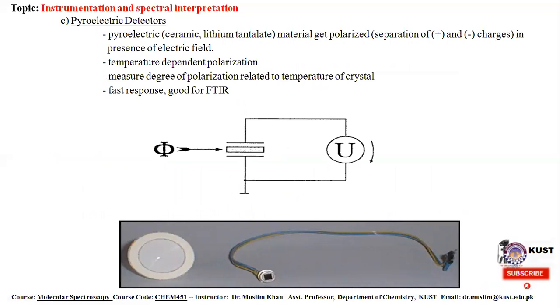The next one is the pyroelectric detector. So in a pyroelectric detector, usually ceramic or lithium tantalate materials get polarized, with separation of positive and negative charges in presence of an electric field. So this is a temperature dependent polarization. Basically this measures the degree of polarization related to the temperature of the crystal. This gives a very fast response. Usually this is quite good for FTIR.